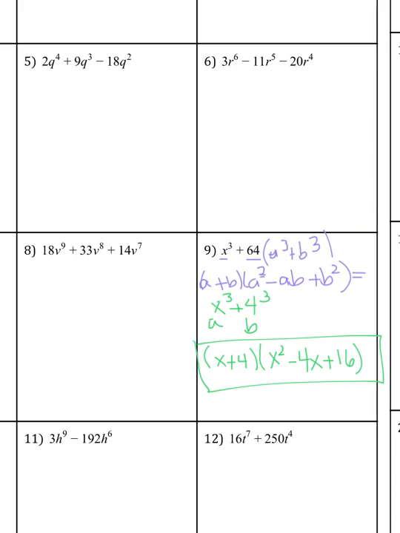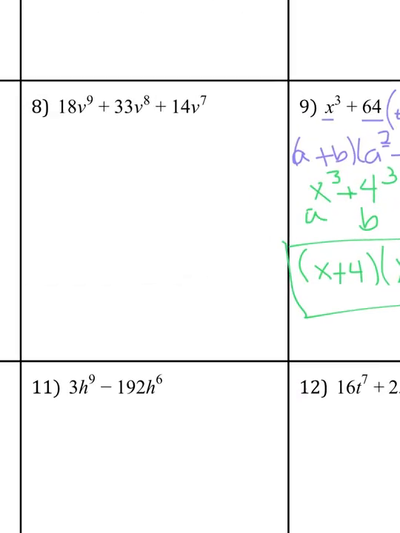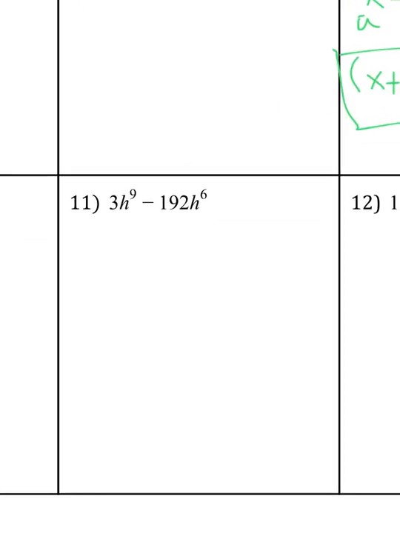The next example I will do is similar to that, and that is number 11 here. So we have 3h to the 9th minus 192h to the 6th. So let's factor out, just do the GCF, let's factor out a 3h to the 6th. So with 3h to the 6th, we're left with h cubed minus 64.